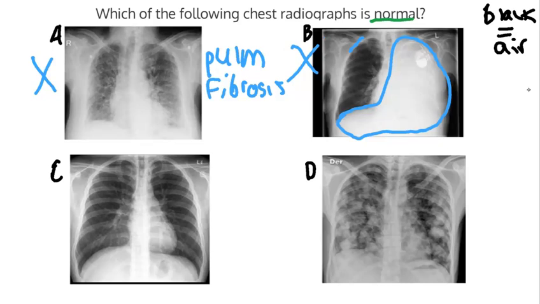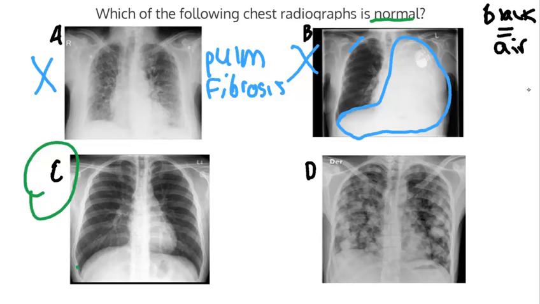Taking a look at option C here, this would be an example of a normal radiograph. We could see that these lungs are nice and clear. It's all black there. And we could see a distinct outline of where the heart is located there. So this would be an example of a normal radiograph. Option C would be correct.